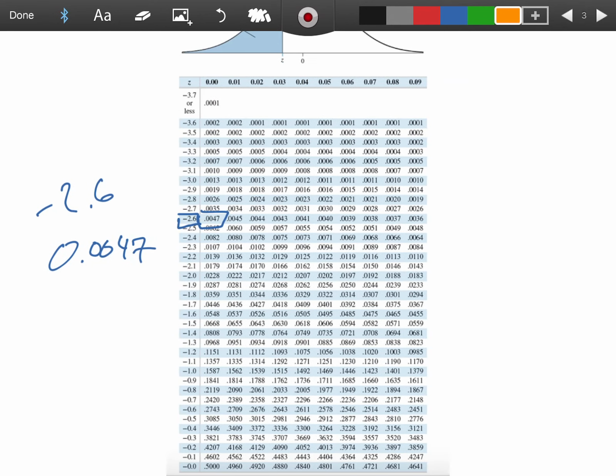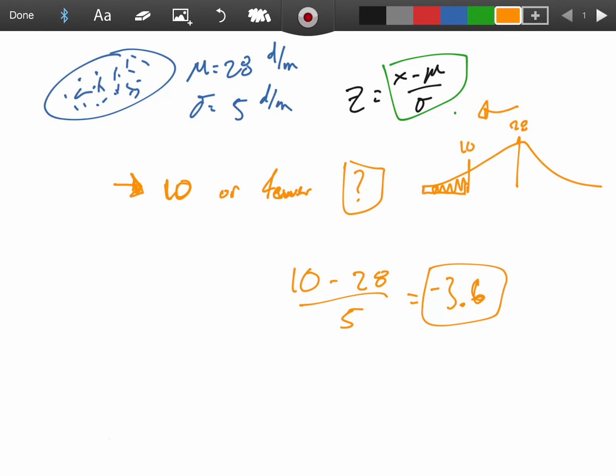And then I'm going to go to my negative table. So where's negative? Oh, look, it's right here. This one, negative 3.60. So that's going to be this first value, 0.0002. Almost no one. 0.0002 is the proportion. In percentage form, move the decimal place twice, 0.02%. So way less than 1% of all people eat fewer than 10 donuts per month in the United States.